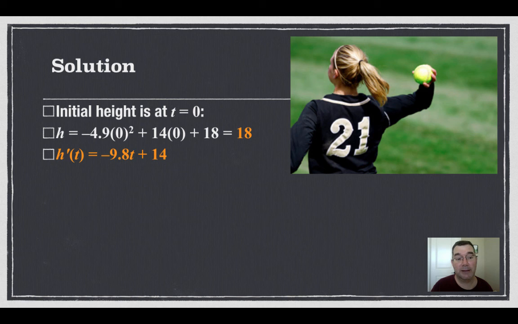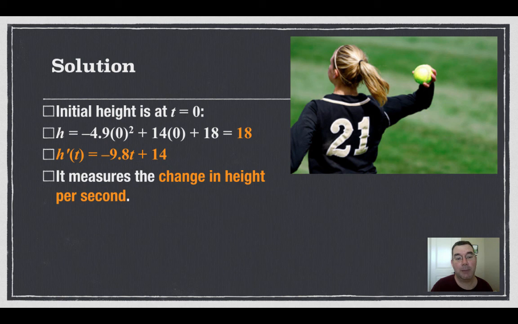The derivative is h prime of t equals negative 9.8t plus 14. Because the derivative of negative 4.9t squared is just negative 9.8t. The derivative of the 14t was just 14, and the derivative of the plus 18 at the end is 0, so I don't write anything for that. Okay, and what it measures is the change in height for every second, so per second.